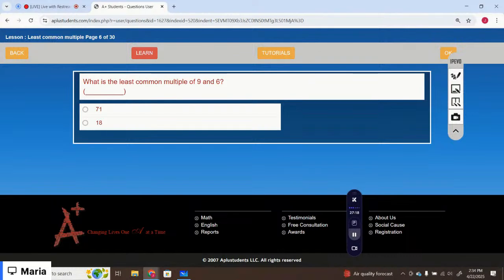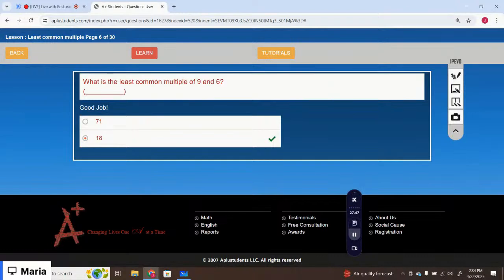What is the least common multiple of 9 and 6? Very good. Option number 2 is the correct option. That is 18.